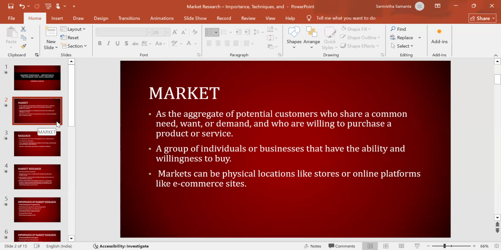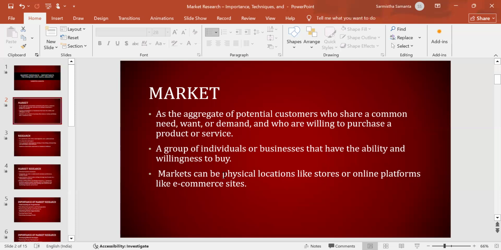This is market as per the definition in management. It is not exactly what we understand in our day-to-day terms, like a place where daily purchase and sale of commodities goes on. Market in management is a group of consumers, a group of customers who have the ability and willingness to purchase.